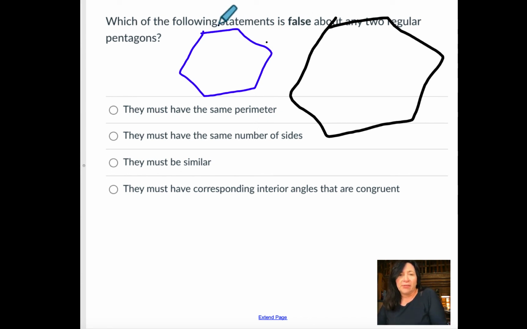And regular means that all the sides are congruent, right? These are all the sides, they're congruent. But this side is not congruent to this one, these are larger. But when I make them bigger, the sides within each shape are still congruent. So would that mean that they have the same perimeter? No. They still have the same number of sides, yes.